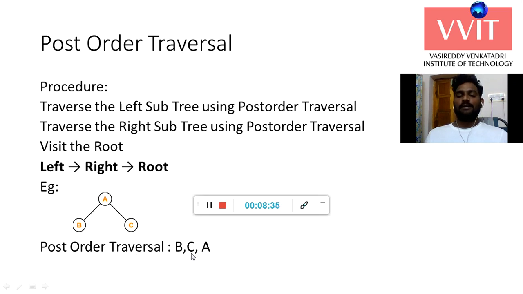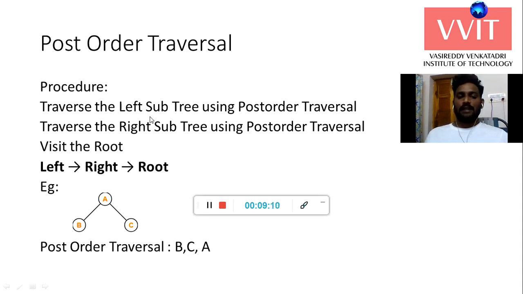How are the elements B, C, A? In post-order traversal, first visit the left subtree of the node. Here the origin starts with the root node, then we visit the left subtree first. The left subtree consists of only one node, that is node B. Then the first node visited is B. After the left subtree is completed, move to the right subtree of the node. The right subtree again consists of only one node, that is C. Then B is visited, and then we visit C.